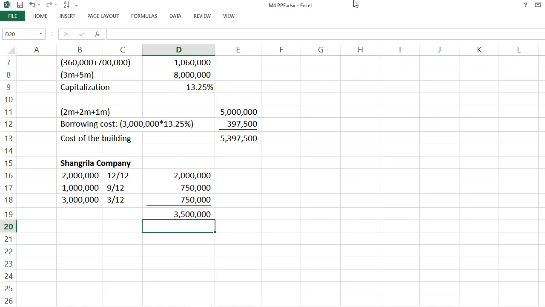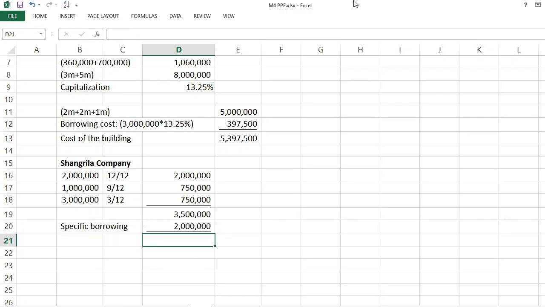Where did we get the 3.5? From what we borrowed, basically. But first, the priority would be the specific borrowing. Of course. We borrowed it for the construction of the building. Therefore, the 3.5 there is from the specific borrowing of 2 million and the rest is from the general borrowing, basically. And how much is for the general borrowing? We have 1.5 million.